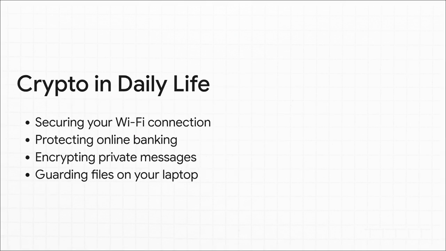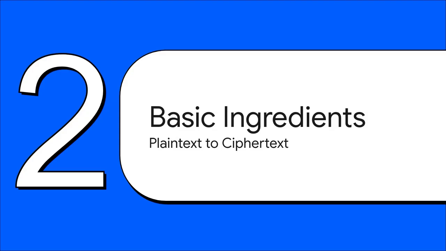And here's the thing. This isn't some abstract theory. You are using incredibly powerful cryptography all the time, probably without even realizing it. It's that invisible shield that's securing your Wi-Fi at a coffee shop. It's the armored vault protecting your online banking. It's the digital lockbox that keeps your private messages meant for your eyes only. Okay, so how does this stuff actually work under the hood?